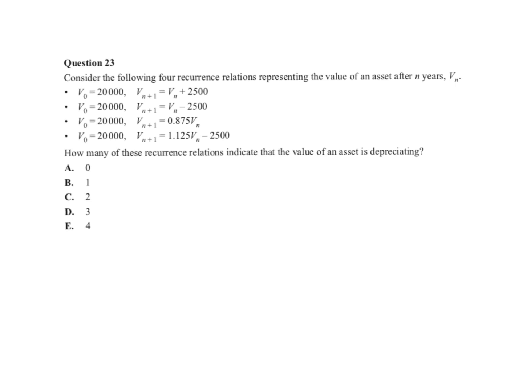Okay, so this question 23: consider the following 4 recurrence relations. They're recurrence relations because they've got V0 and an n+1 rule, representing the value of an asset after n years. Asset just means an item, yeah? How many of these recurrence relations indicate the value of the asset is depreciating? If it's depreciating, it means your value would keep getting smaller. Everyone agree with that?